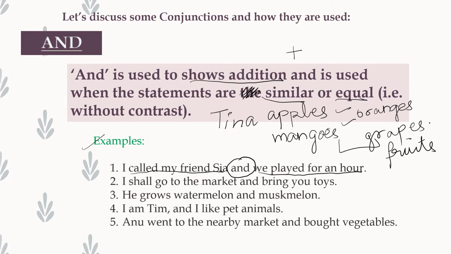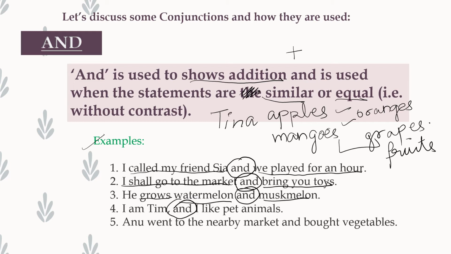I shall go to the market and bring you toys. So they are going to the market, and because they are going to the market, they'll bring toys. So they are again using the word and. He grows watermelon and muskmelon, because these two things are being grown. So they are using and again. I am Tim and I like pet animals. Instead of saying I am Tim, I like pet animals, using two sentences, they've joined these two sentences by and. So here is this word and.